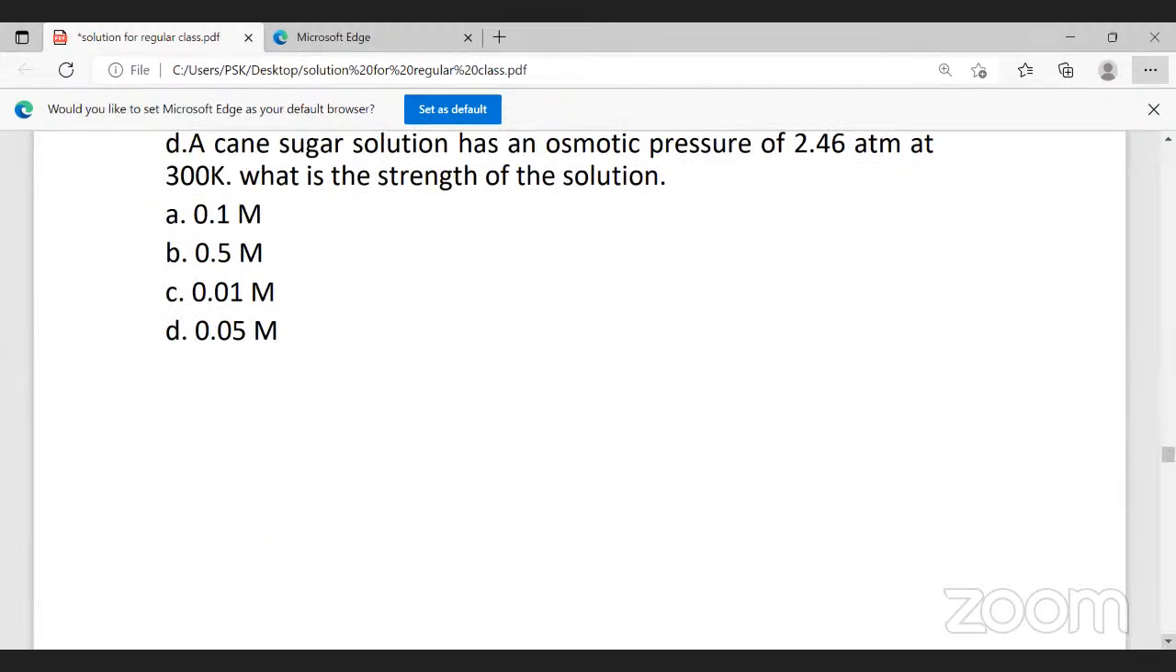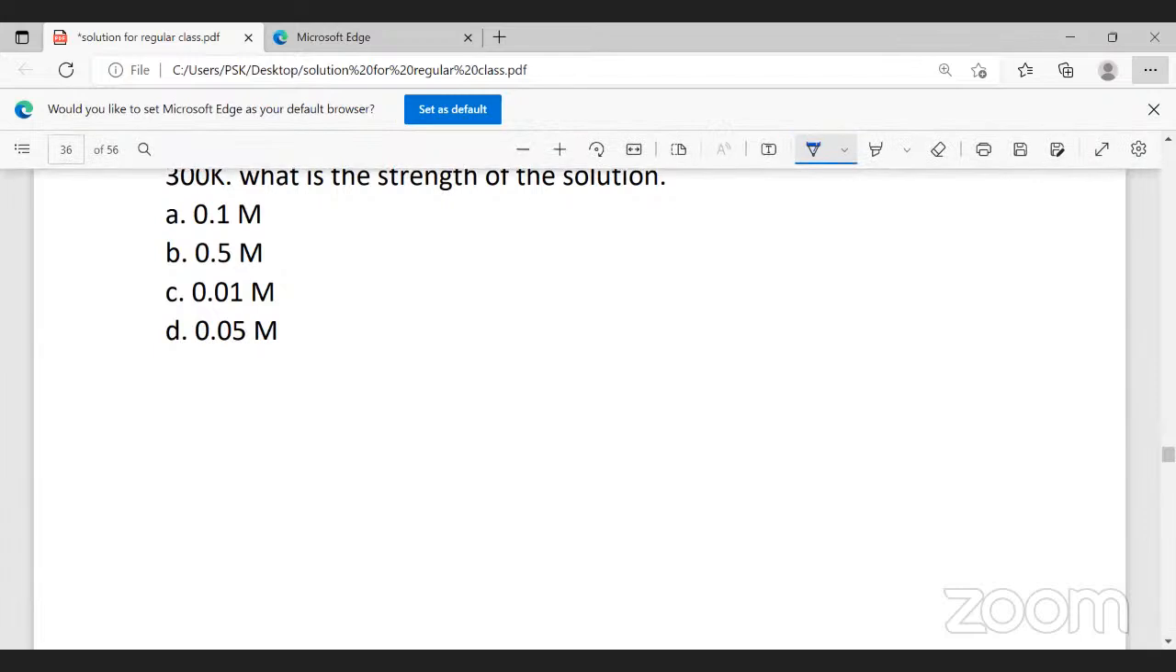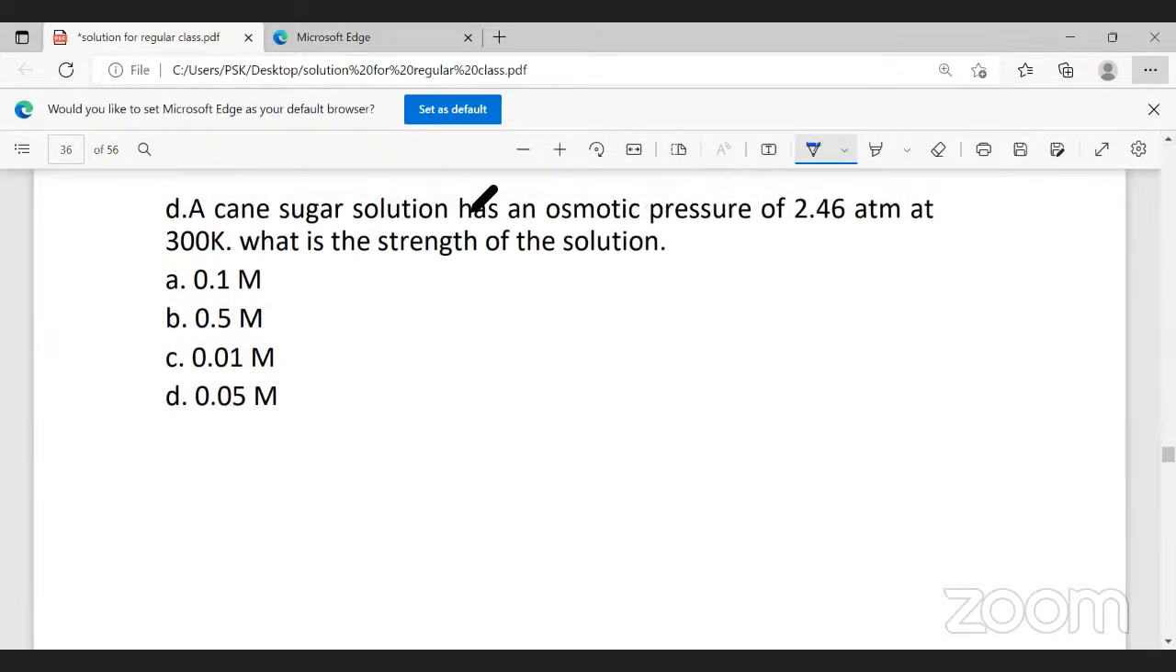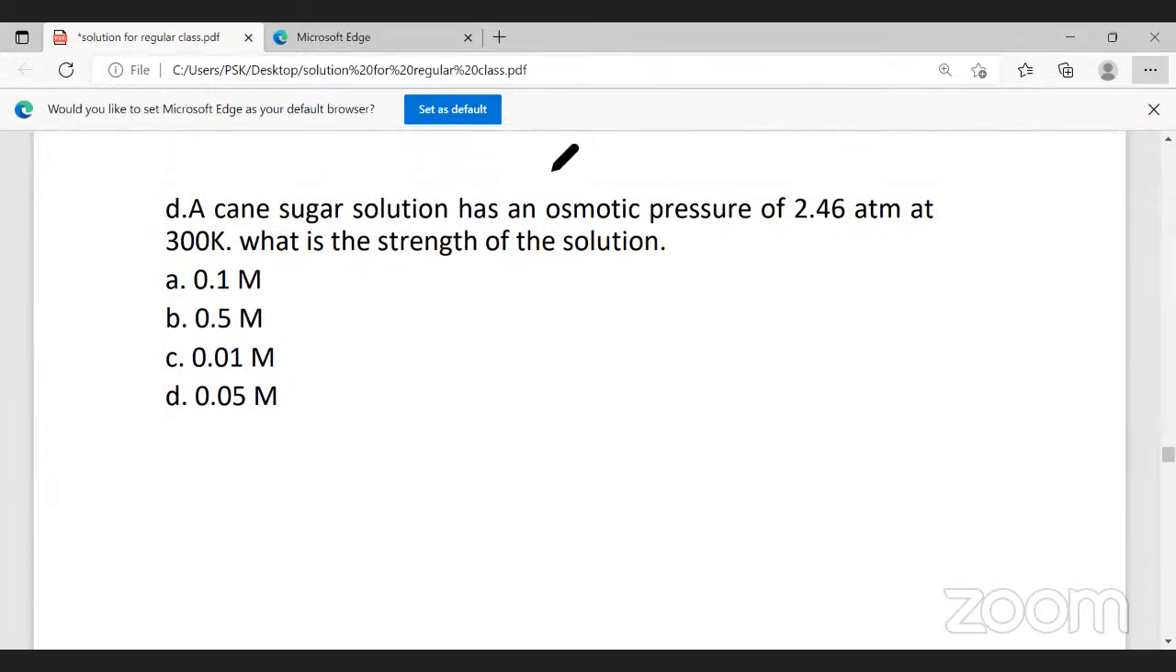Next problem. A cane sugar solution has an osmotic pressure of 2.46 atmosphere at 300 Kelvin. What is the strength of the solution? Cane sugar is sucrose. The solution has an osmotic pressure of 2.46 atmosphere at 300 Kelvin.